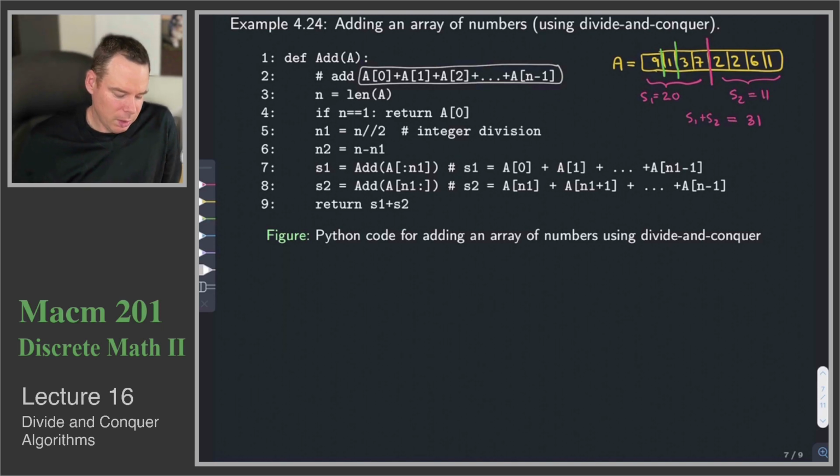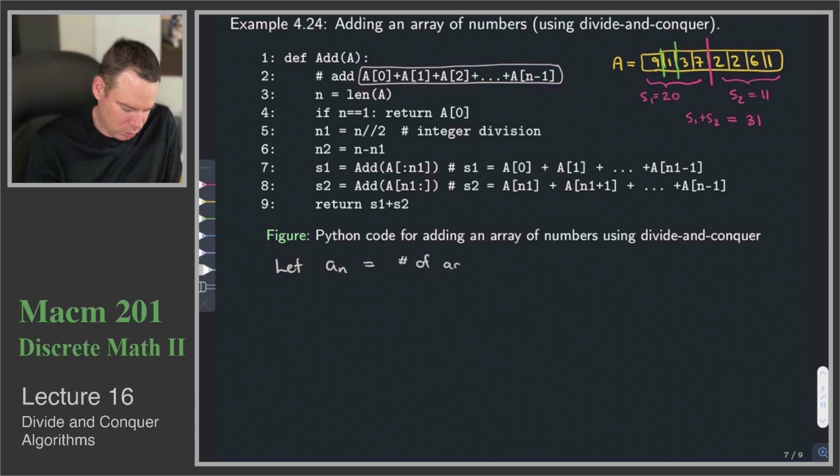What we want to do is figure out how many operations this algorithm does in order to add all of the numbers. What is our operation we're going to count? We're going to count additions. So how many additions get done in order to add these numbers? So we're going to let a_n be the number of additions to add an array of length n.